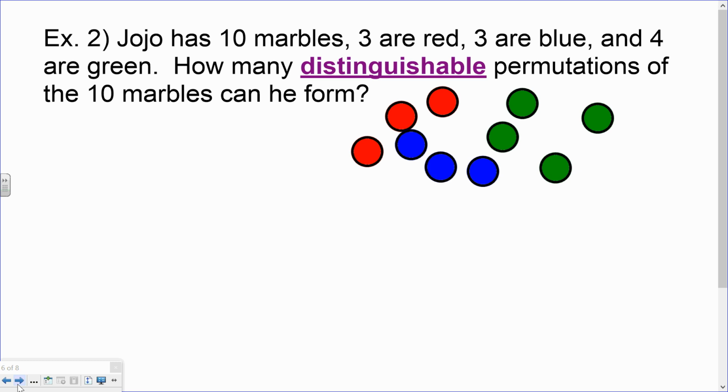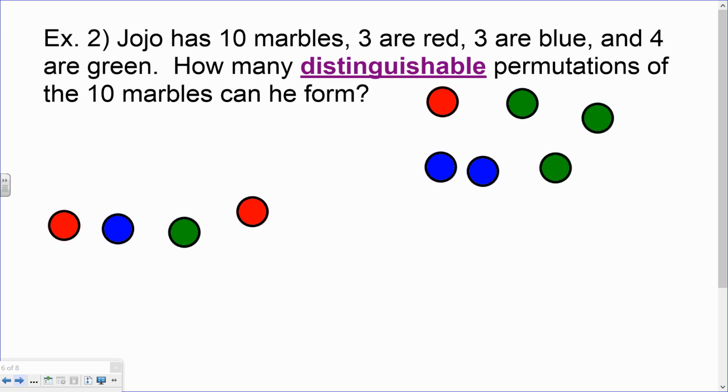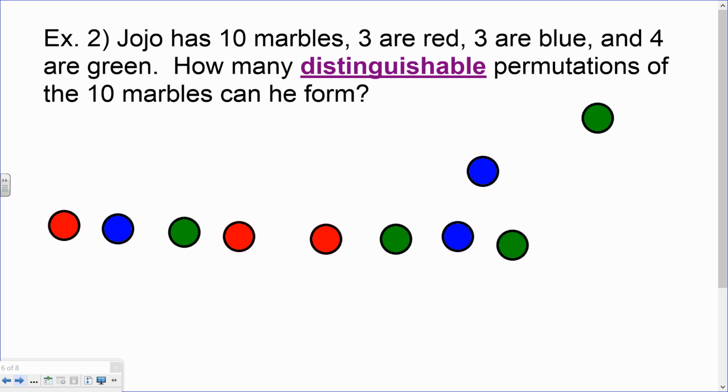So for this one, if I've got my red and my blue and my green marbles, got distracted there with my marker messing up on me. I'm just going to do some sort of random way of arranging these. Would you agree that's one way I could arrange those marbles in a line?